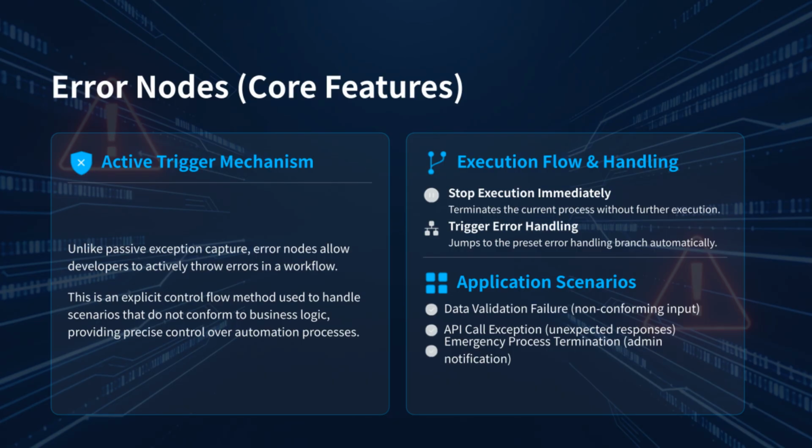Error nodes are incredibly useful for specific business scenarios, including data validation failure. For instance, if a form submission lacks an email address, this is invalid, and you can throw an error. API call exceptions, if an API returns odd responses, you can throw an error instead of processing bad data. Emergency process termination, for example, if a payment fails, you can throw an error and notify an admin immediately.